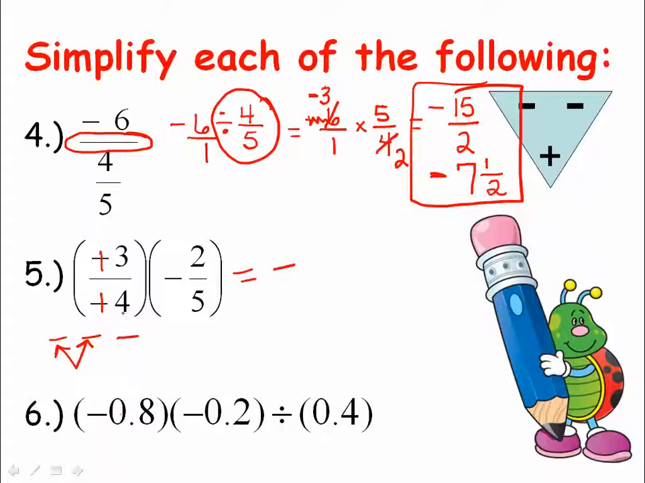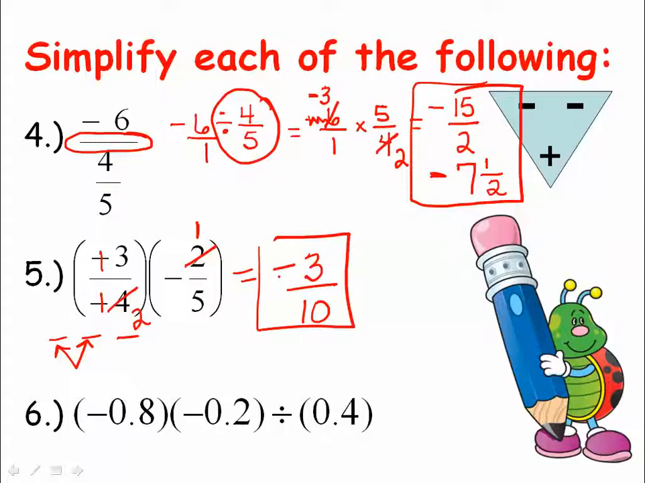Now I want to reduce again before I multiply. So I can reduce the 2 and the 4 to a 1 and a 2. I now have positive 3 times negative 1, which is negative 3, over 2 times 5, which is 10. And notice I have negative 3 over 10. I do have a negative answer.